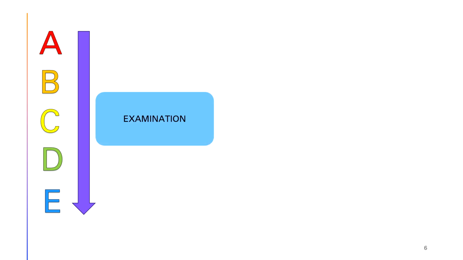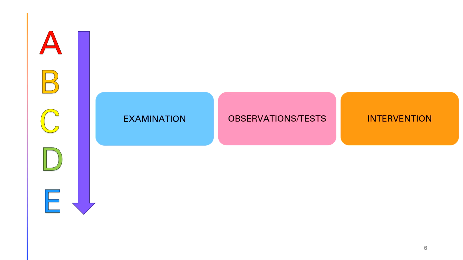The easiest way to think about this section, in my mind, is in 3 stages. So for each section of our A to E, we need to think about examination, so what are we actually assessing on the patient? The observations and tests, so what are we looking at on our OB screen that's relevant to that part of our assessment, and what tests might we want to request? And then intervention, what interventions might we need to do in that part of our assessment?